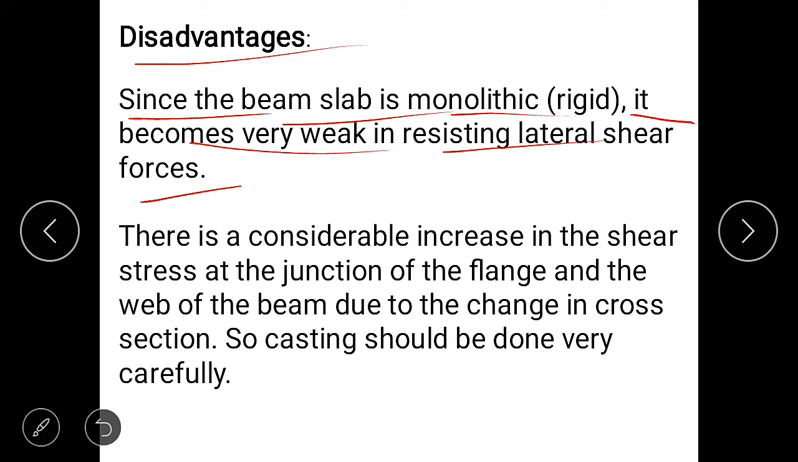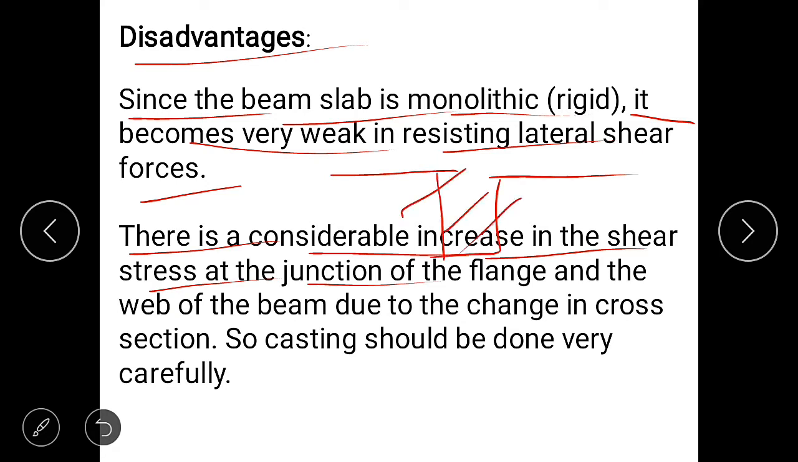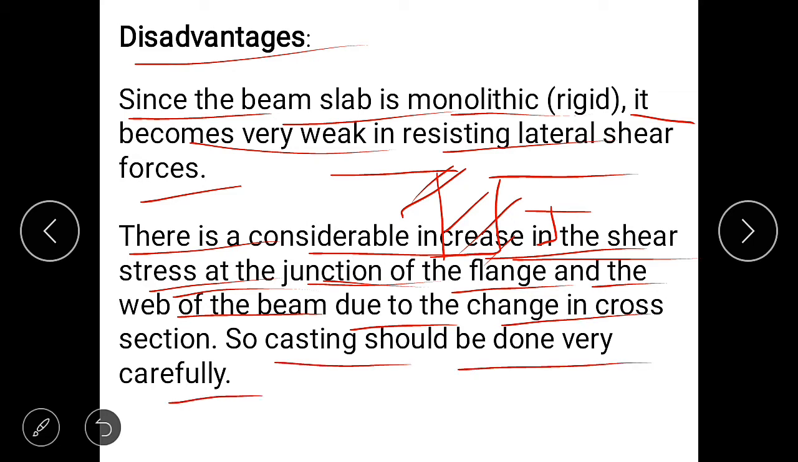Second disadvantage: there is a considerable increase in shear stresses at a junction. What is a junction? Here is the slab, and here is the beam. This portion is called a junction. So shear stresses at the junction of flange and web of the beam increase due to the change in cross section, so casting should be done very carefully. This portion is a junction, so we have to construct it very carefully. These two are the disadvantages of a flanged beam.